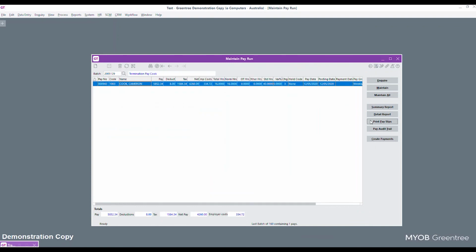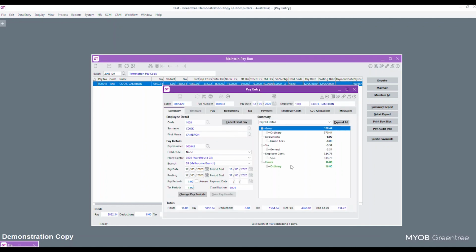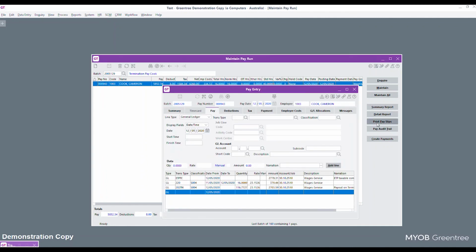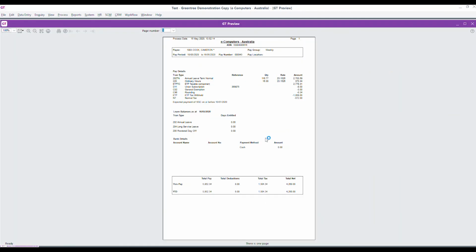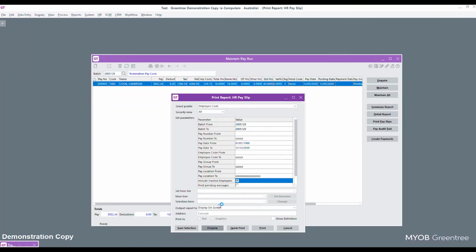The next thing to take note of is when we're doing employees that have been terminated, I usually get quite a few phone calls in regards to the pay slips not printing for the terminated employees. What you'll note is down here, include inactive employees. Because we press terminate, the employees become inactive. So if you tick that box, you will get a pay slip. You need to do that even if you're emailing as well, so that it knows to include those employees to email out. If I don't have that ticked, this is the message you usually get.